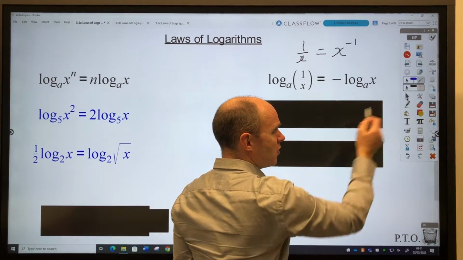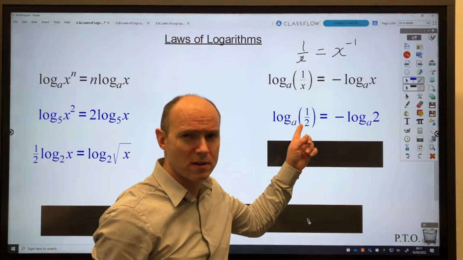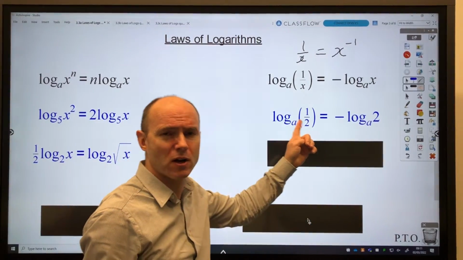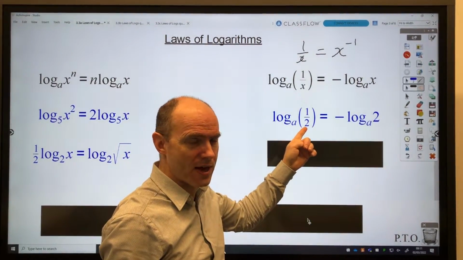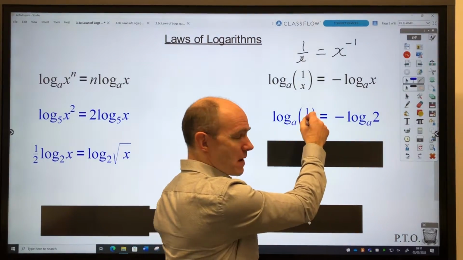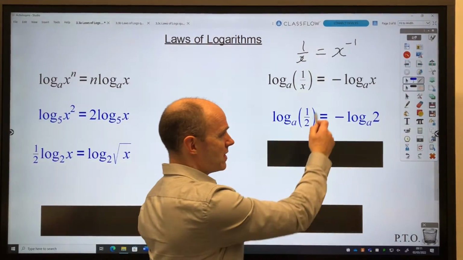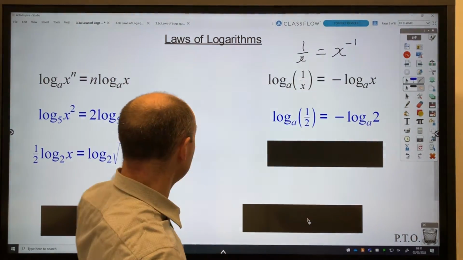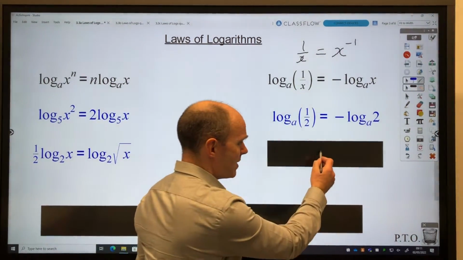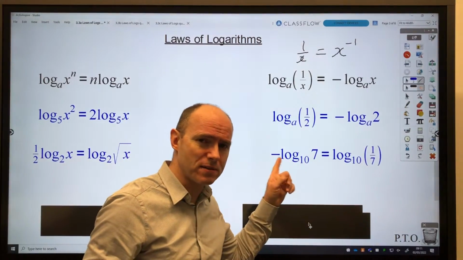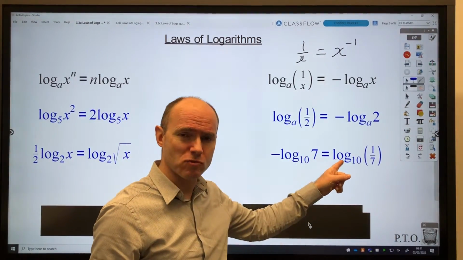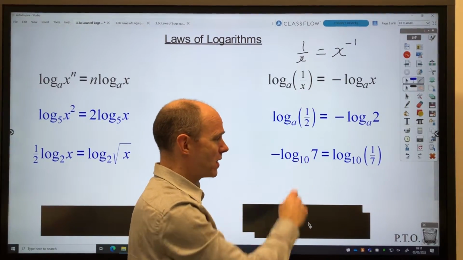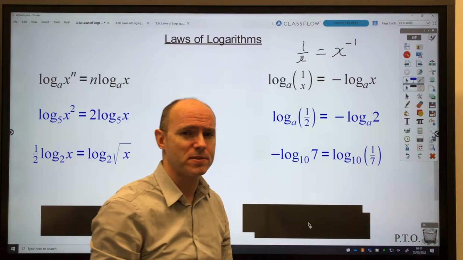So some examples of where you might see that. A reasonably common fraction like a half or a third or a quarter. Here I've got a half. Log of a half, you can rewrite that as log of 2 to the power of negative 1 there. And of course you bring the negative down, negative log 2. So really this is kind of an extension of using the power rule. And then there's another example. So negative log base 10 of 7, you can rewrite that as 7 to the power negative 1, using the power rule again. So log base 10 of 1 over 7.